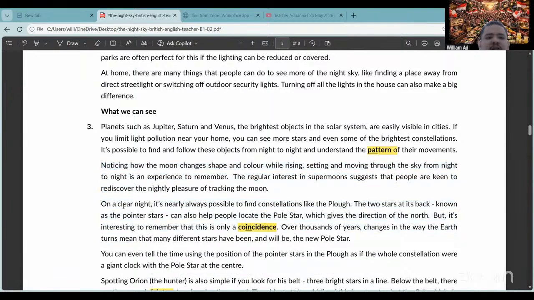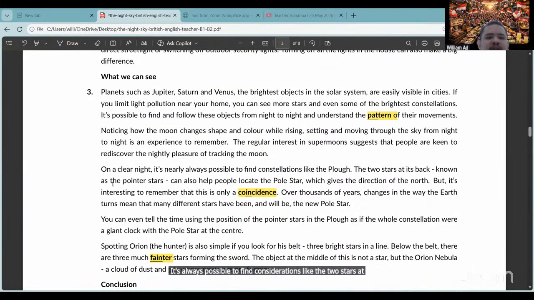On a clear night, it's nearly always possible to find constellations. The two stars at its back, known as the pointer stars, can also help people locate the pole star, which gives the direction of the north. But it's interesting to remember that this is only a coincidence. Over thousands of years, changes in the way the Earth turns mean that many different stars have been and will be the pole star.